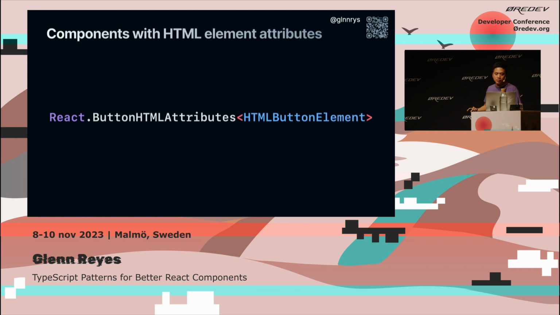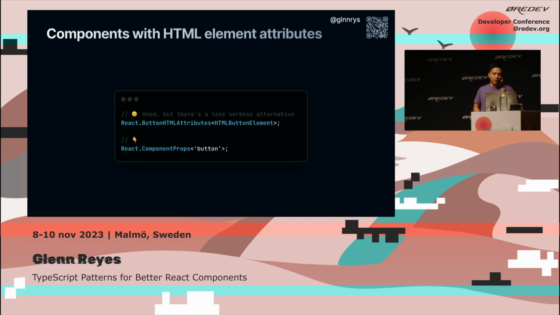But there is also ButtonHTMLAttributes, which you can pass an element with, which does the job really well and is really, really good. But compared with ComponentProps, which is the actual winner, there is no real difference, but you write fewer characters with ComponentProps. So there is no real reason why you should write more.